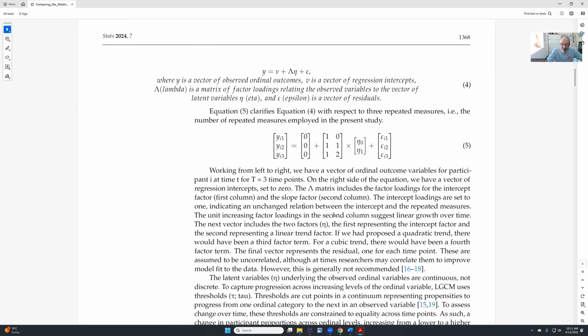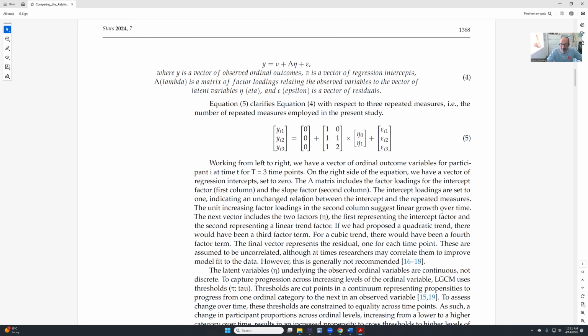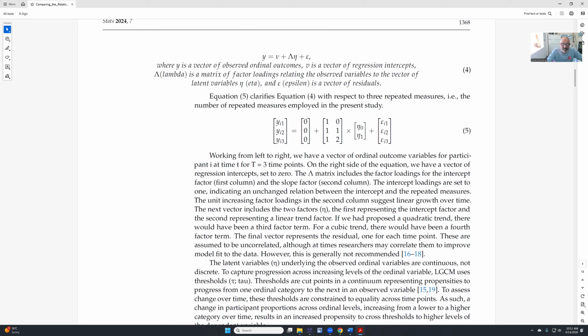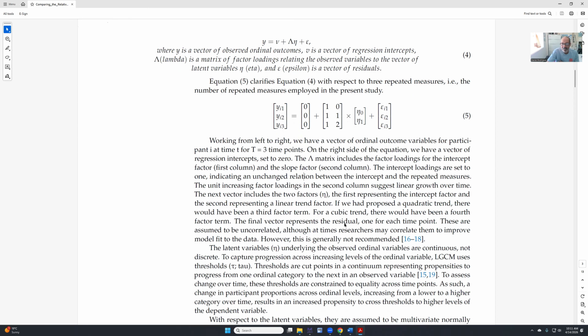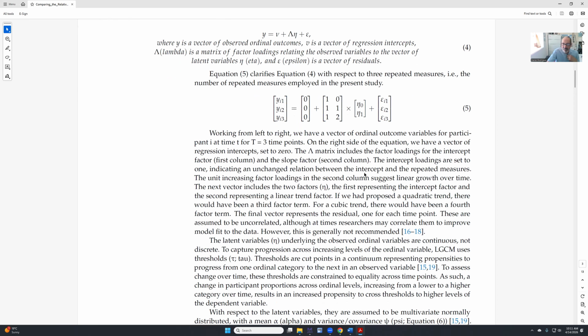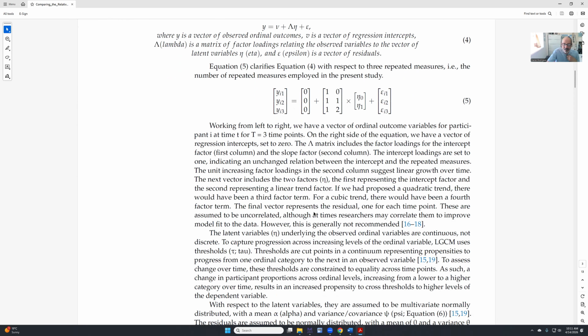The unit increasing factor loadings for the second column suggest linear growth over time, right? So we're not suggesting anything else, but we could if we wanted to. The next vector includes the 2 factors. So here are the 2 factors, eta 0 and eta 1, the first representing the intercept, and the second representing the linear trend factor. And you could add more. If we did a quadratic trend, we could have a third, and then a cubic trend, we could have a fourth. The final vector represents the residuals, 1 for each time point.